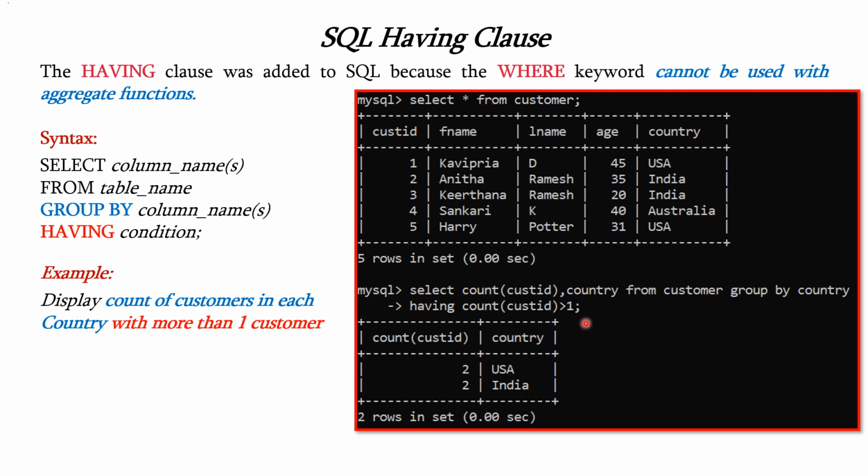We have 3 distinct countries, that is USA, India and Australia. If you see USA, how many customers are there? 2 customers are there, and in India 2 customers, but in Australia only 1 customer. So our condition is count of cust ID should be greater than 1. So it is not considering Australia and displays only USA and India with the count as 2.